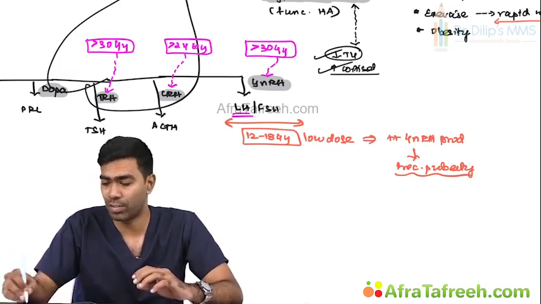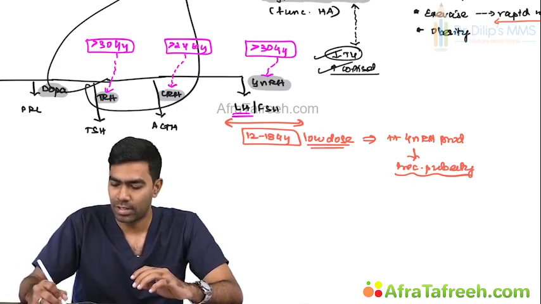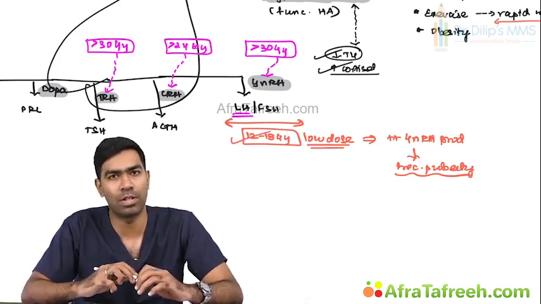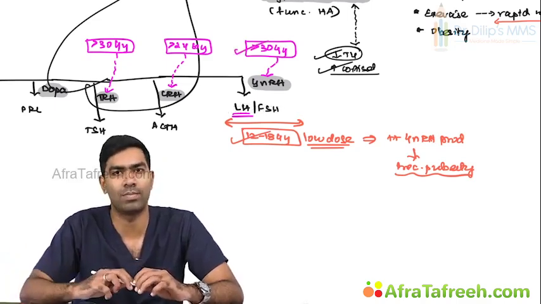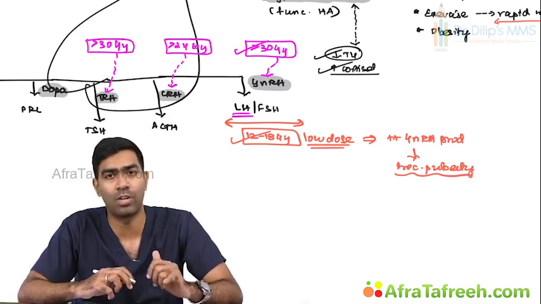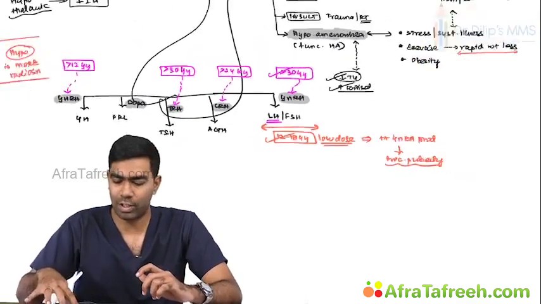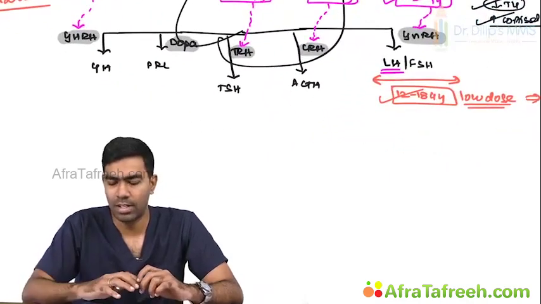Very, very important point, which means low dose radiation will have a positive effect on GnRH producing precocious puberty, and a high dose radiation will have a negative effect on GnRH producing amenorrhea. It's a very, very crucial point to know. And these are the effects of radiation on the hypothalamus and the pituitary.